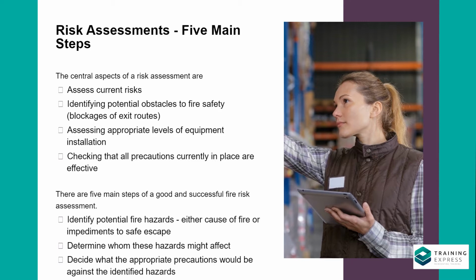There are 5 main steps of a good and successful fire risk assessment. Identify potential fire hazards, either cause of fire or impediments to safe escape. Determine whom these hazards might affect. Decide what the appropriate precautions would be against the identified hazards. Record your findings and implement the new precautions. Review and update your assessments regularly.